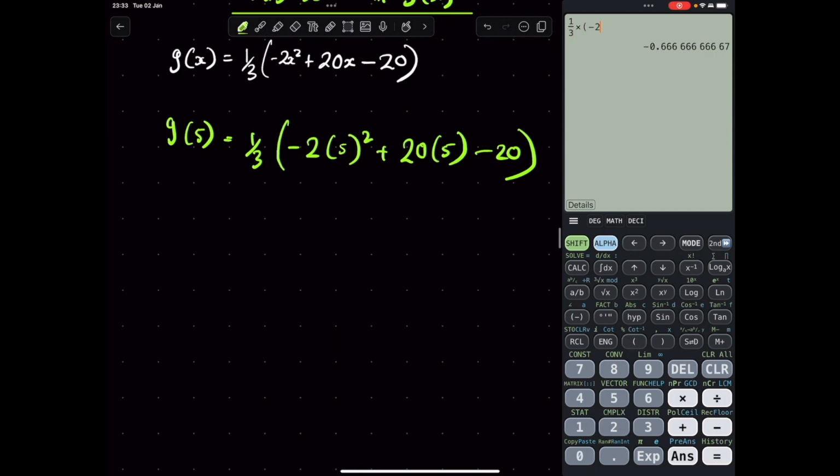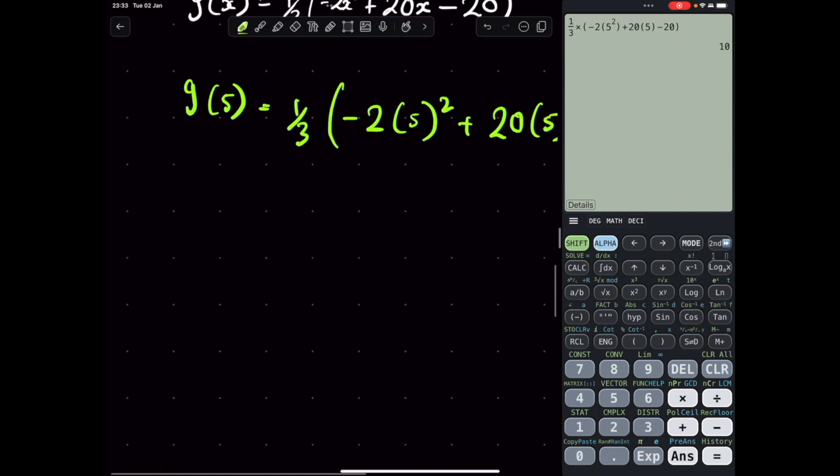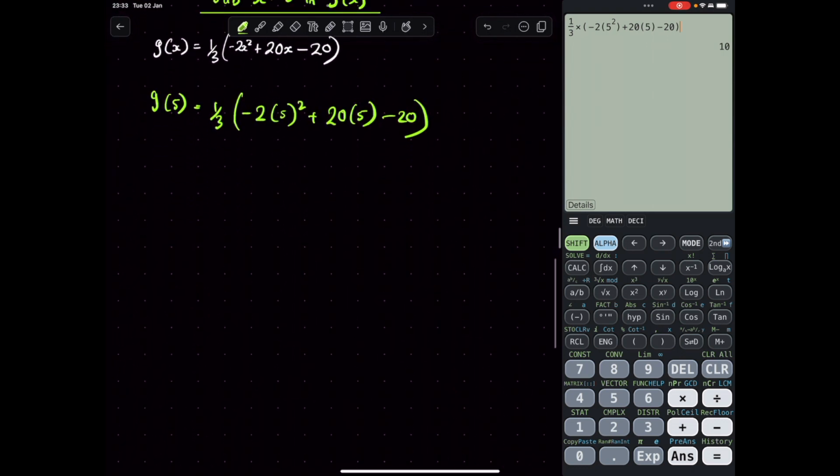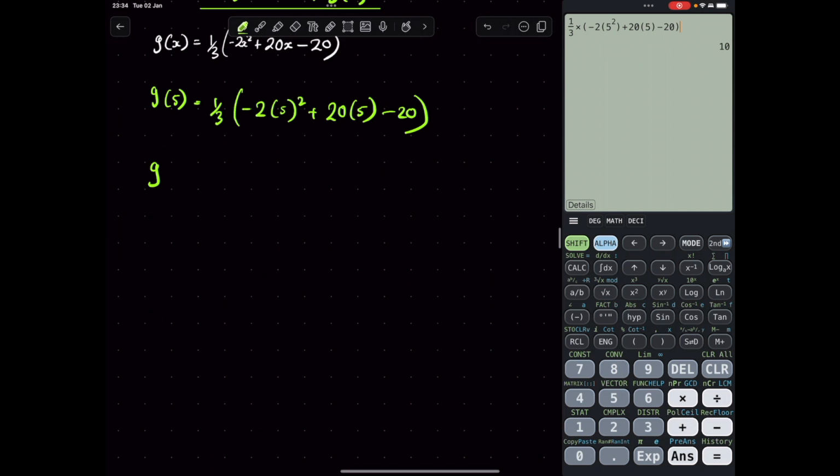So negative 2, 5 squared plus 20, 5 minus 20. Right? And then what we'll get is 10. So now we know that, sorry about that. So now we know that the value of g of 5 would give you 10. Therefore, the turning point A is 5 and 10. And that's your final answer, right?